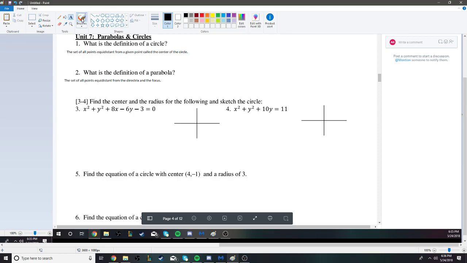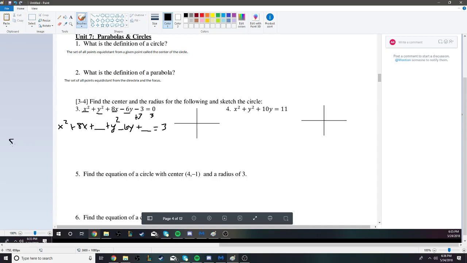So, to find the center, we're going to line up all the x's together. So this is going to be x squared plus 8x plus blank. We're going to leave that for later because we want it to be a trinomial. Then line up the y's: plus y squared minus 6y plus blank. And then we want to make sure the 3 is on the other side, so we add 3 to the other side. Now we're going to complete the square.